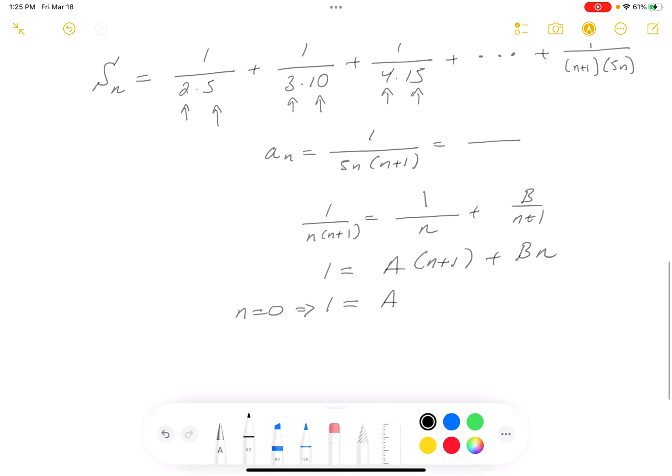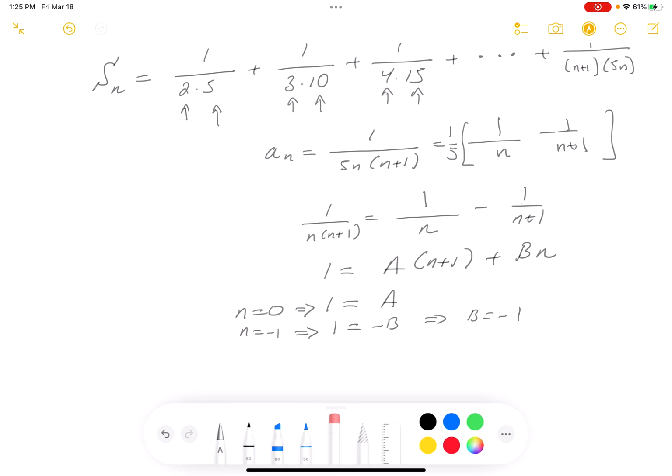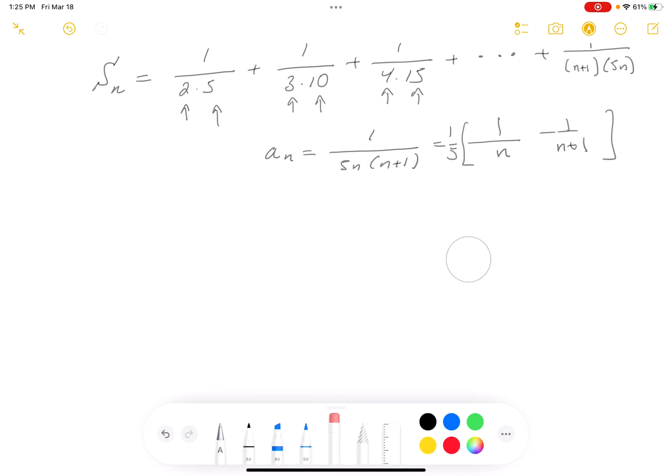Let's get the b now. How do I get the b? Well, I'm going to pick n to be minus 1 now. And you get 1 on the left side, and on the right side you just get minus b. So what's b going to be? B is going to be minus 1. Let me write that down for you. All right? So let's go up here. It's going to be 1/5 times 1 over n minus 1 over n plus 1. That's what an is. All right, let me get my eraser out. I think I'm okay with that. And even if I made a mistake, I'm okay with it. I'll know that when I look at the answer key.